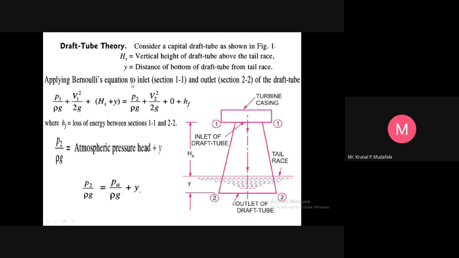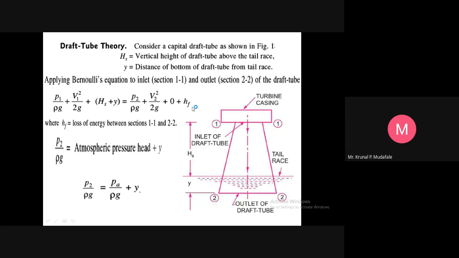While applying Bernoulli's equation at the inlet section 1 and the outlet section 2 of the draft tube, as we know, the pressure energy in terms of head plus kinetic energy plus bottom energy. So here the bottom is with respect to the head. What is the difference between the head at the inlet and the outlet? That should be considered. At the inlet, the head available is HS, the vertical height of the draft tube, plus y, the distance of the bottom of the draft tube from the tail race. So HS plus y is the bottom head at the inlet section 1.